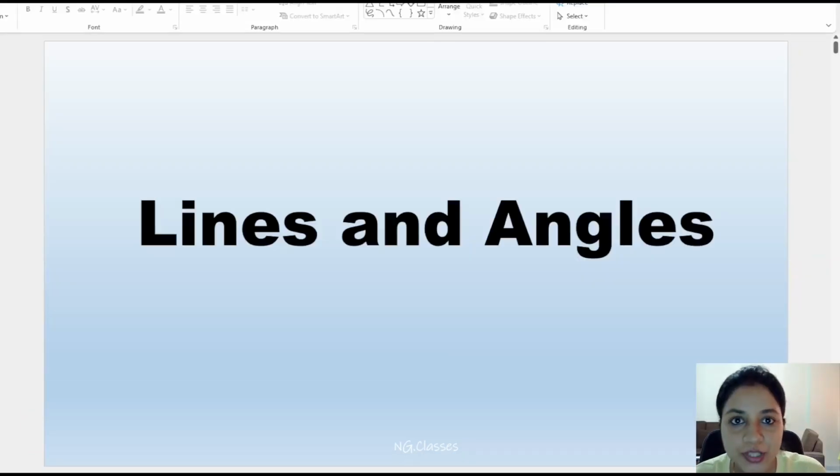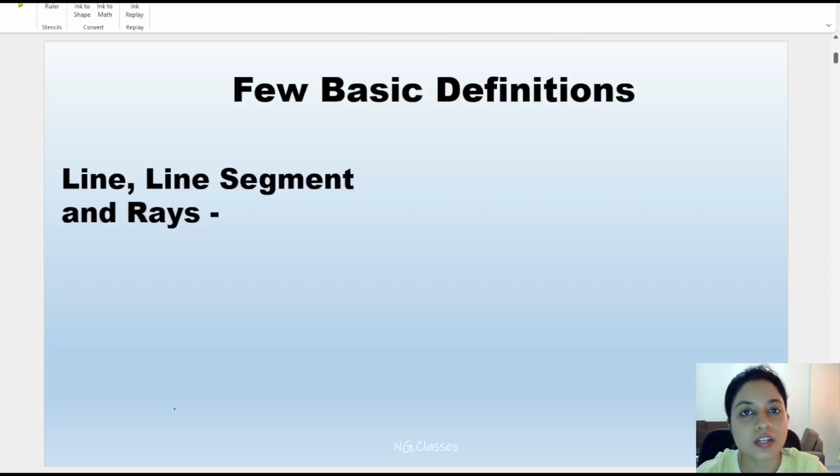So today we are going to discuss lines and angles. Here we will discuss some basic definitions at first, and after that we will discuss some theorems related to lines and triangles. Now let's see what's the difference between line segment and rays.